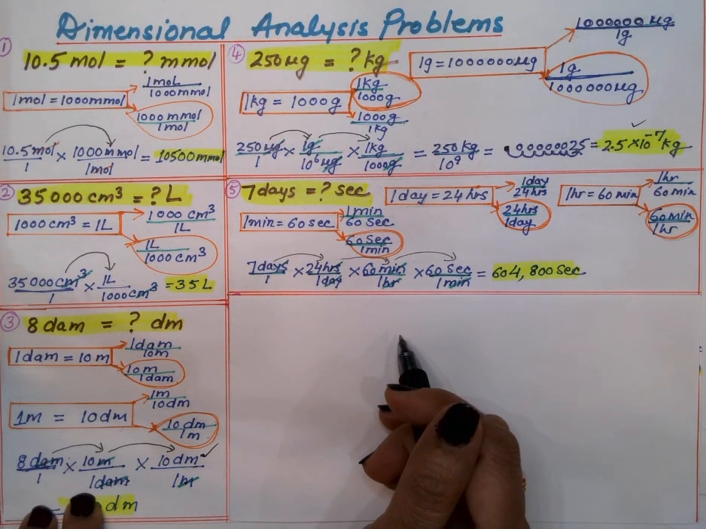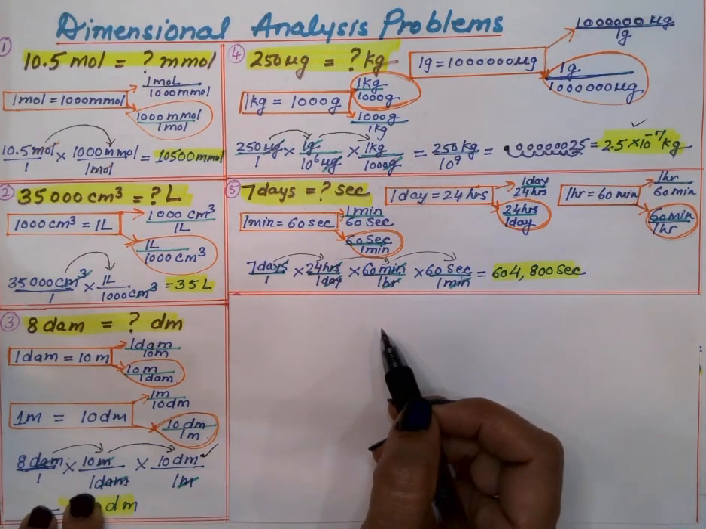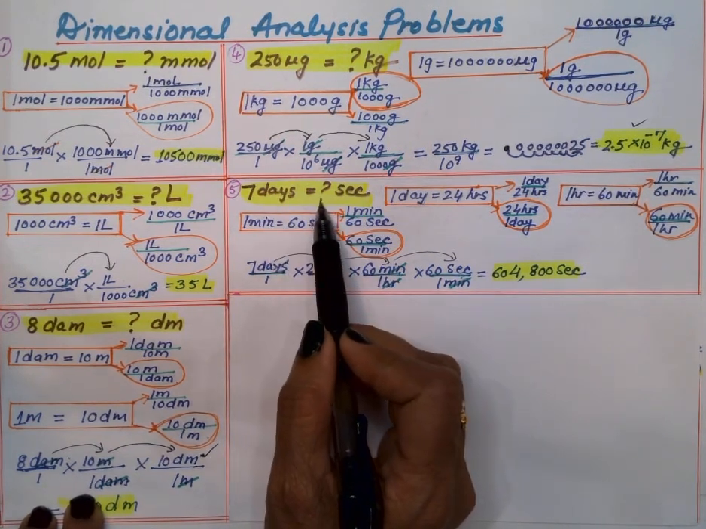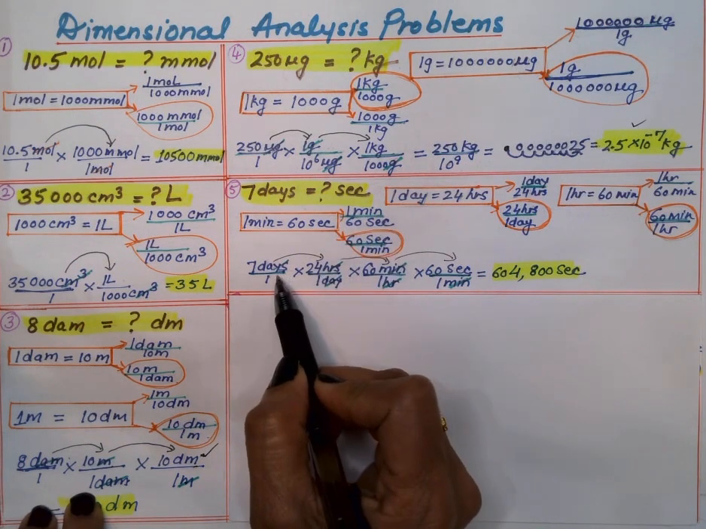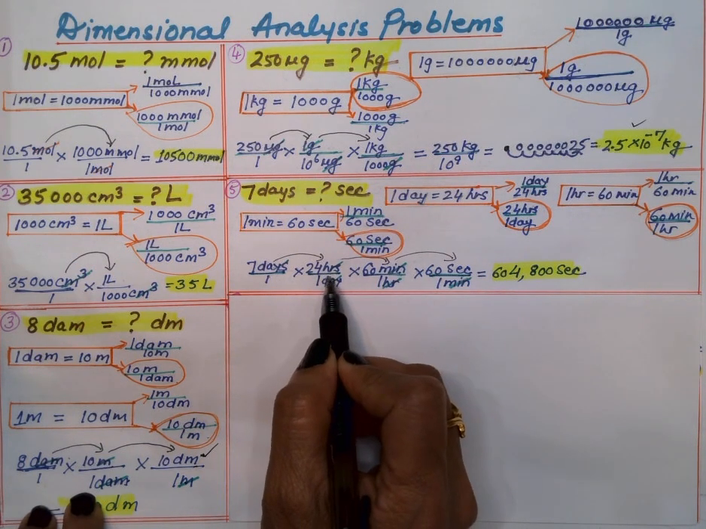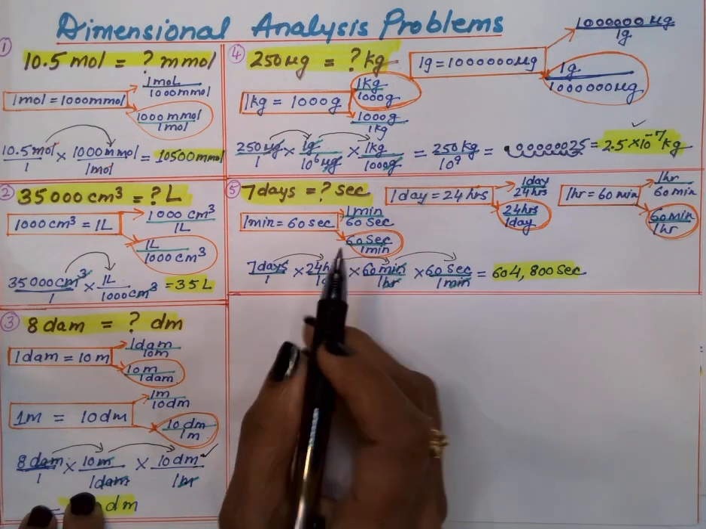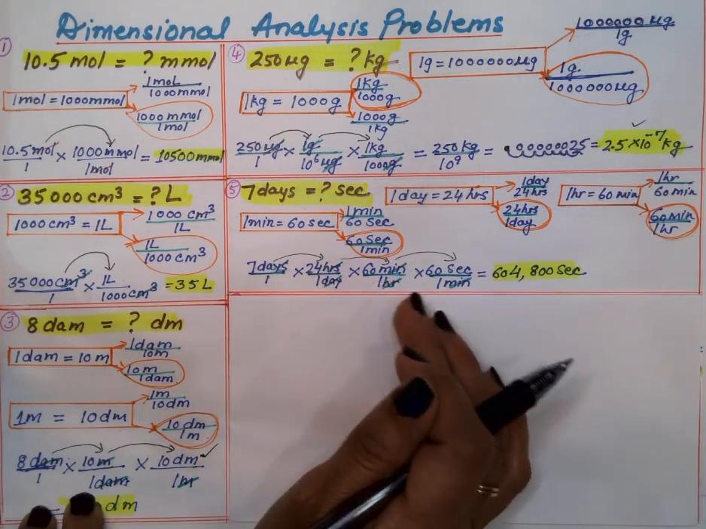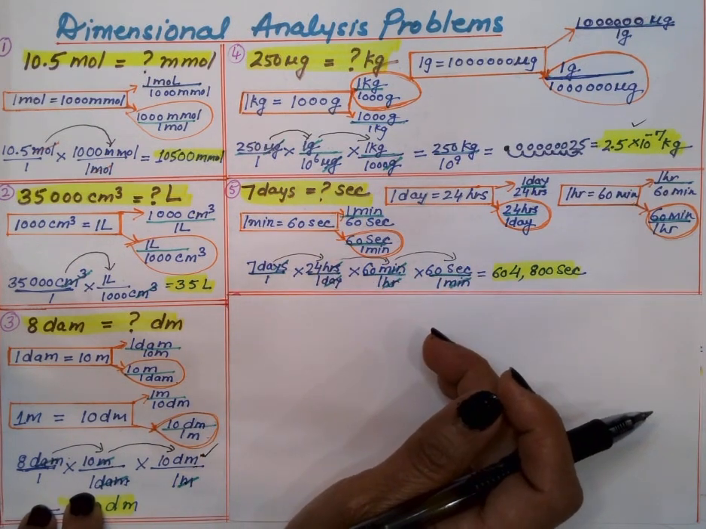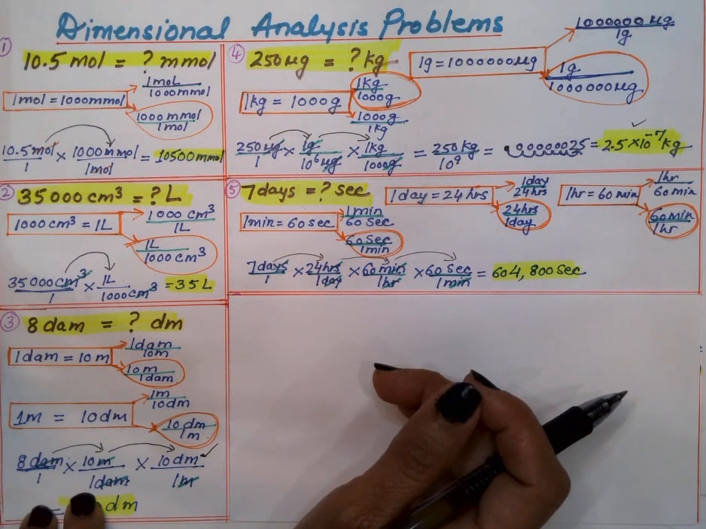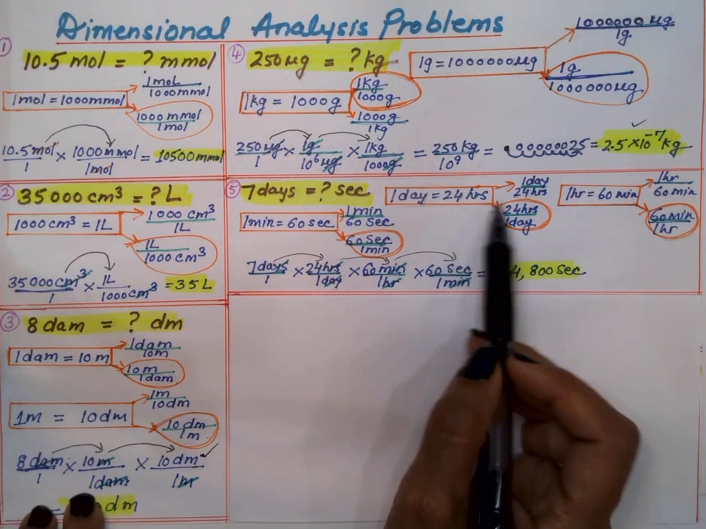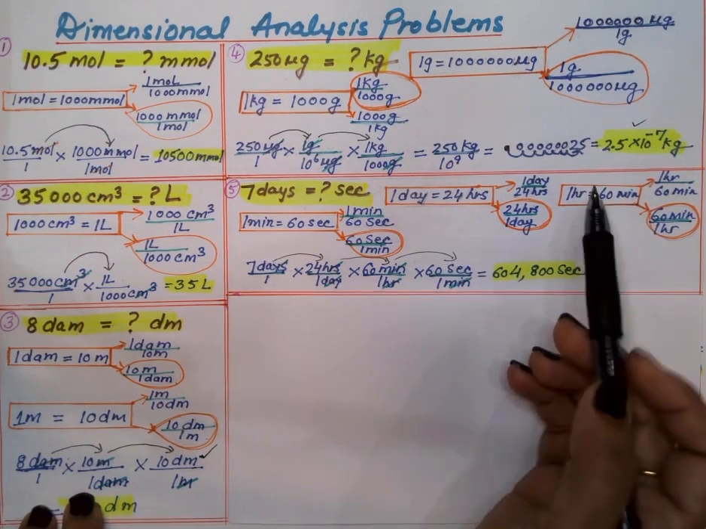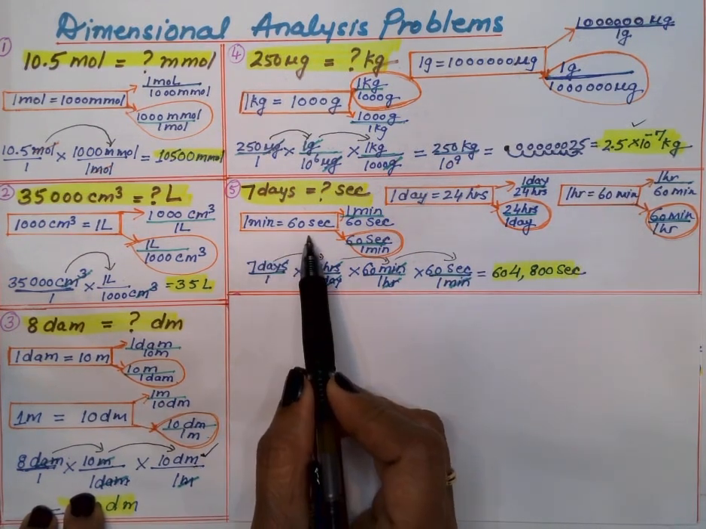We want to know the number of seconds in 7 days. 7 days is equal to how many seconds? So we are going to go from days to hours to minutes to seconds. So we are going from bigger to smaller to smaller to smallest unit. So you write equivalents for the basic relationships between days and hours, between hours and minutes, between minutes and seconds.